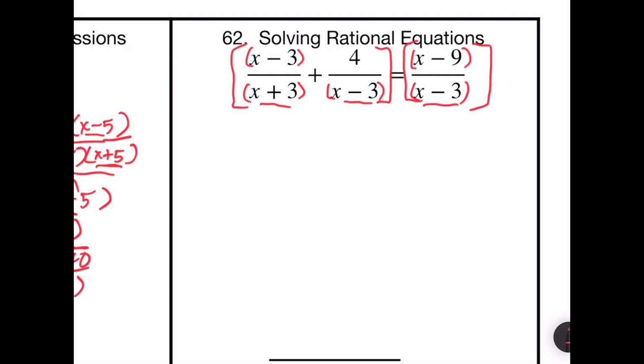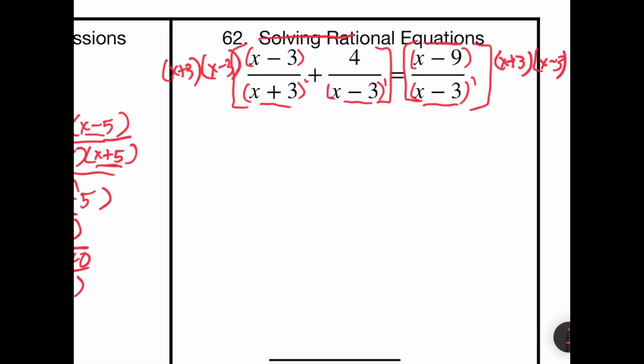Remember, I need the lowest power of every factor. So I have x plus 3 to the first. I'm going to need to include that on both sides. And I have an x minus 3 to the first. I'm going to need to include that on both sides. Since I'm multiplying both sides of the equation by the same value, I'm not changing the structure of the equation. So now I'm going to multiply both terms on the left side and the single term on the right side.